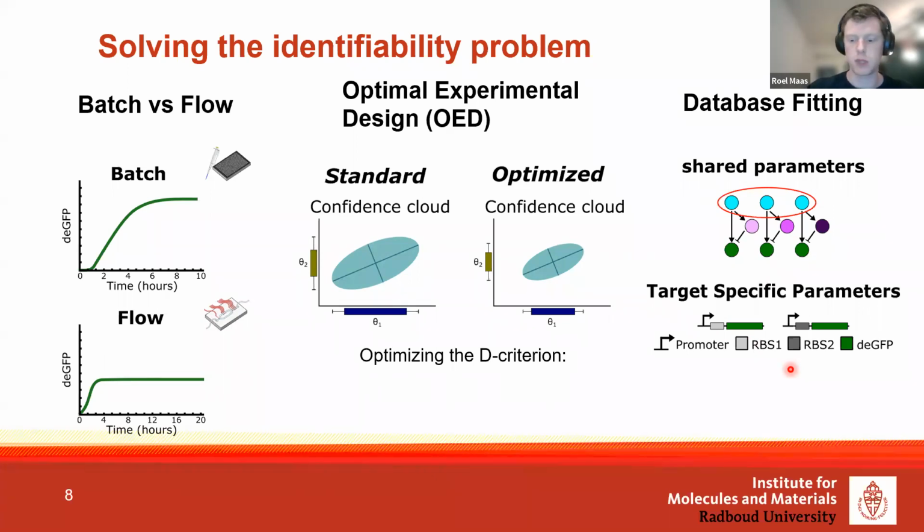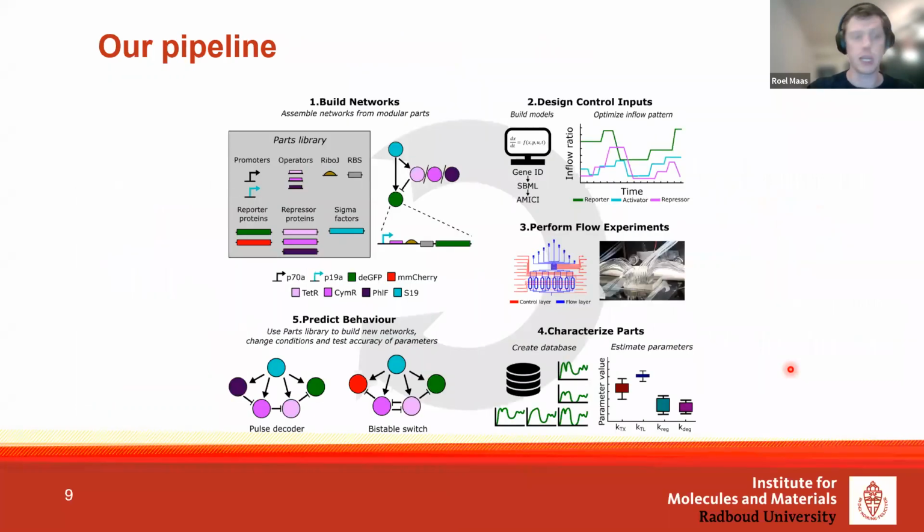So we tried to combine all 3 of those different methods in one pipeline to see if this would really improve the parameter estimation. So at the end it came up to this. We had to build some networks. So we made a small library to build some incoherent type 1 feed-forward loops, and we'll come back to that in a minute. Then using optimal experimental design, we created an optimal inflow pattern, which we can then use in microfluidic flow reactors to create a database of experiments.